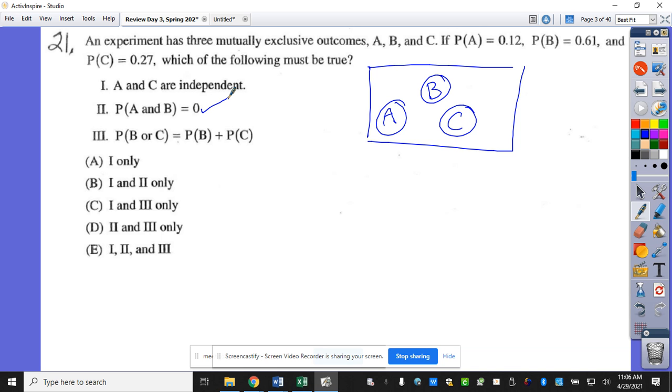Part 3. Probability of B or C is probability of B plus probability of C. Is that true or false? Let's look at our orange sheet. This one's somewhere on your orange sheet, kind of. Now, don't write what I'm writing right now.